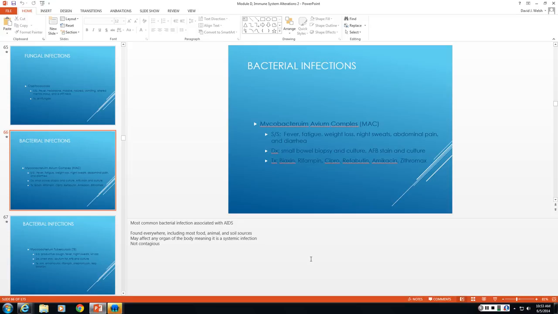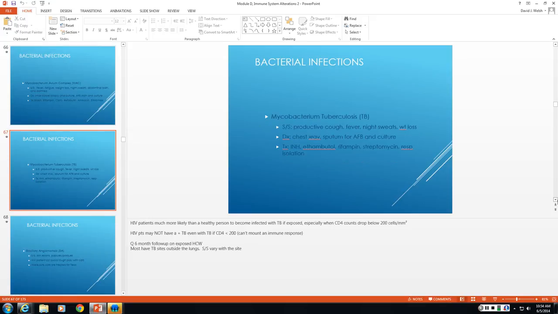Treatment is going to be Biaxin, rifampin, Cipro, Zithromax, those type of medication. That's why you want low bacteria diets with these patients. That's why they can't eat raw fruits, raw vegetables, or have any kind of fresh flowers, because they could pick up some of these infections because of that.